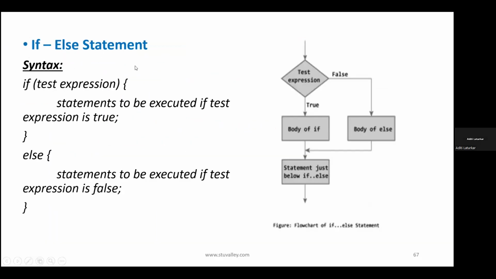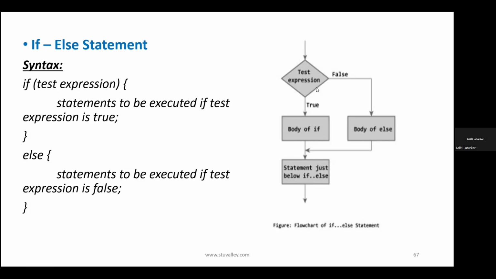In the if else statement, we first check a condition. If that condition returns false, then the body of the else statement gets executed. And if that condition returns true, then the body of the if statement gets executed. And later on, we will see the next linear execution. That means the next line of the code will get executed after the body of if, after the body of else.